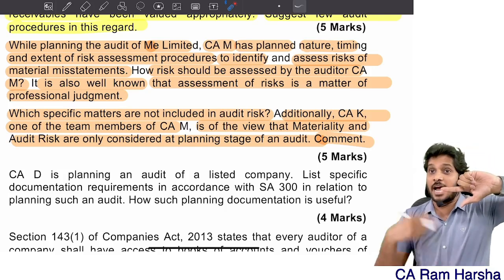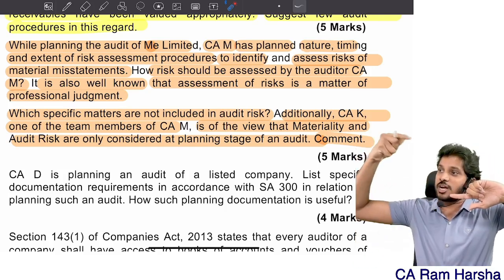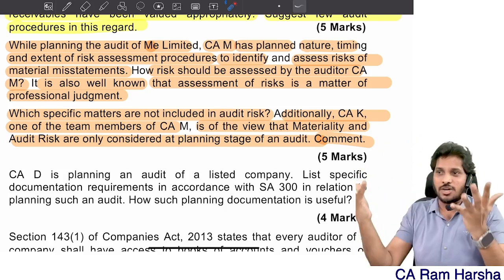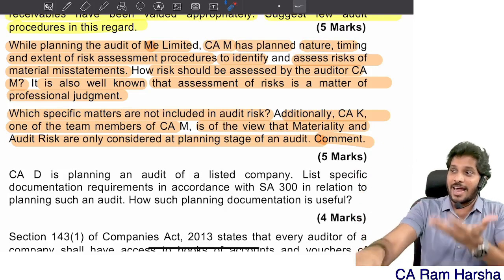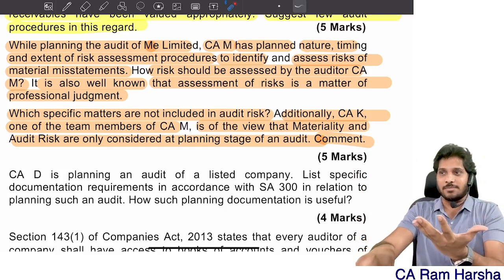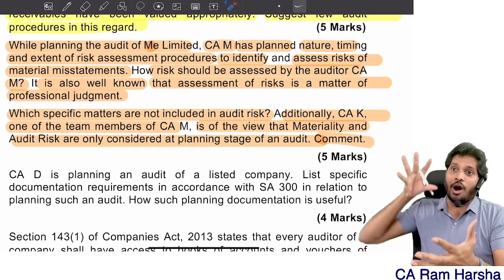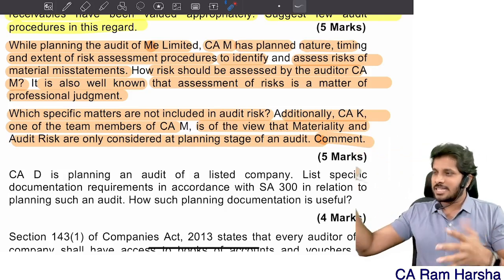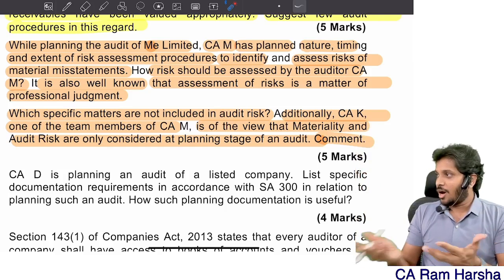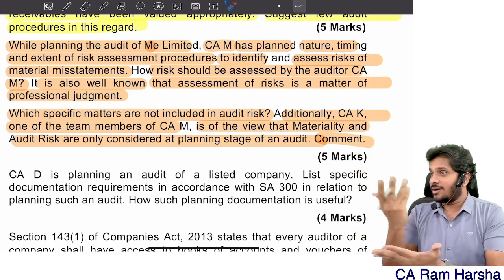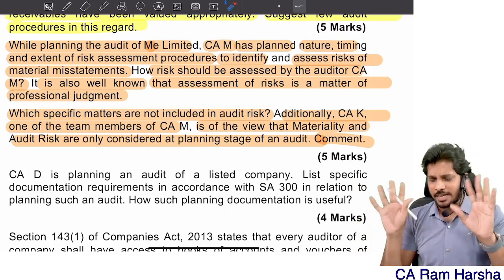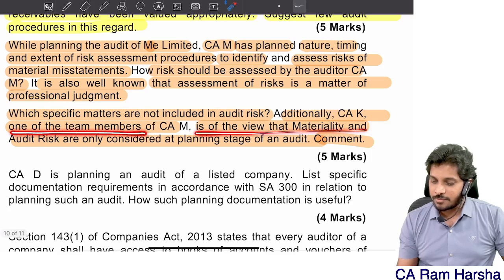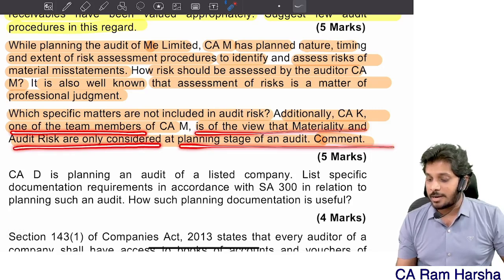Risk of expressing an unmodified opinion when financials are materially misstated. When financials are wrong and I give an unmodified opinion, that is audit risk. Getting it? Giving a modified opinion when the financials are not free from MMS, that is not audit risk. Yes or no? As well as business risk of the auditor, loss of client, loss of reputation, that is not audit risk. Further, one of the team members is of the view that materiality and audit risk are considered only at the planning stage of the audit.